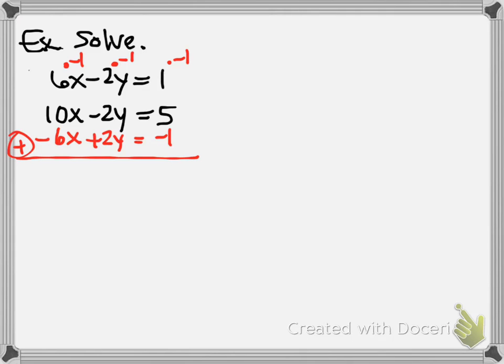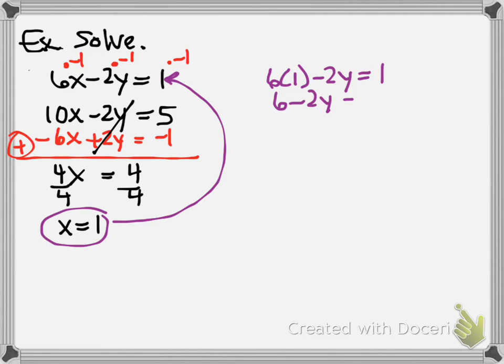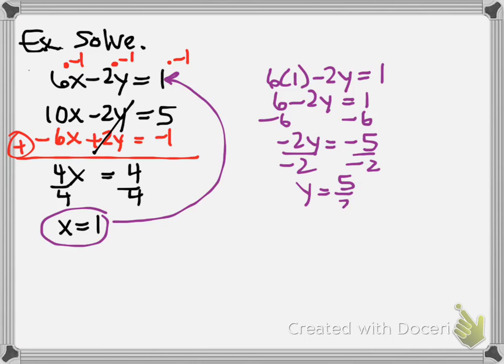And then we're ready to add our equations together. And then we just start doing the math. So 10x take away 6x is 4x. My y's eliminate, equals 4. Divide both sides by 4. I get x equals 1. I'm going to substitute that value for 1 into either original equation. I'm going to pick the one where the x value is smaller. And I'm going to get 6 times 1 minus 2y equals 1. So I get 6 minus 2y equals 1. Subtract 6 from both sides. I get -2y equals -5. Divide both sides by -2, and we get y equals +5/2.